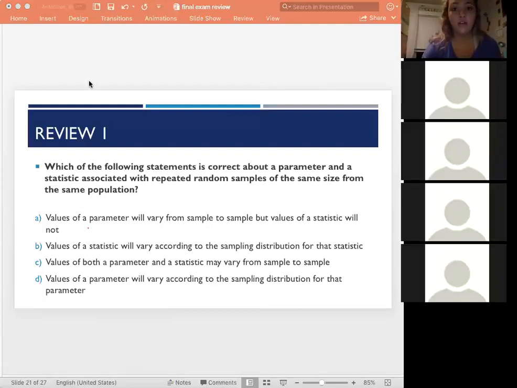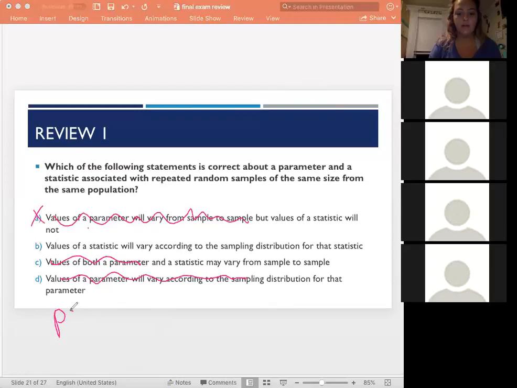Okay, so remember that parameters are fixed. So they don't vary depending on the sample. That's why A is not correct, because it says values of a parameter will vary from sample to sample, which is not true. And D says values of a parameter will vary according to sample. No, already wrong. C says values of both a parameter and statistic. No, because a parameter doesn't.